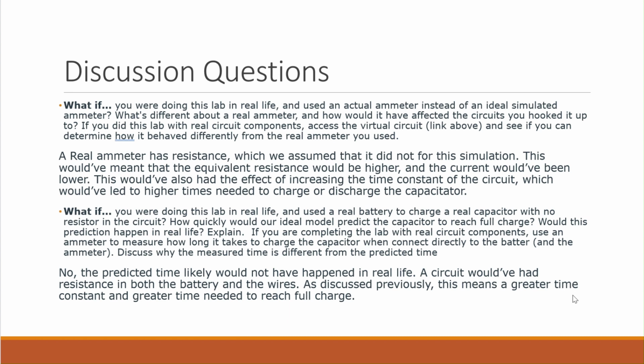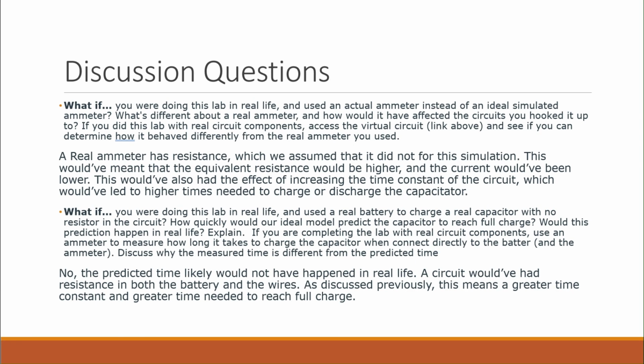If we were doing this lab in real life, how would using an actual ammeter have affected our results? Well, a real ammeter has resistance, which we assumed that it didn't for this simulation. This would have meant that the equivalent resistance would be higher and that the current would have been lower. This would have also had the effect of increasing the time constant of the circuit, which would have led to higher times needed to charge or discharge the capacitor.